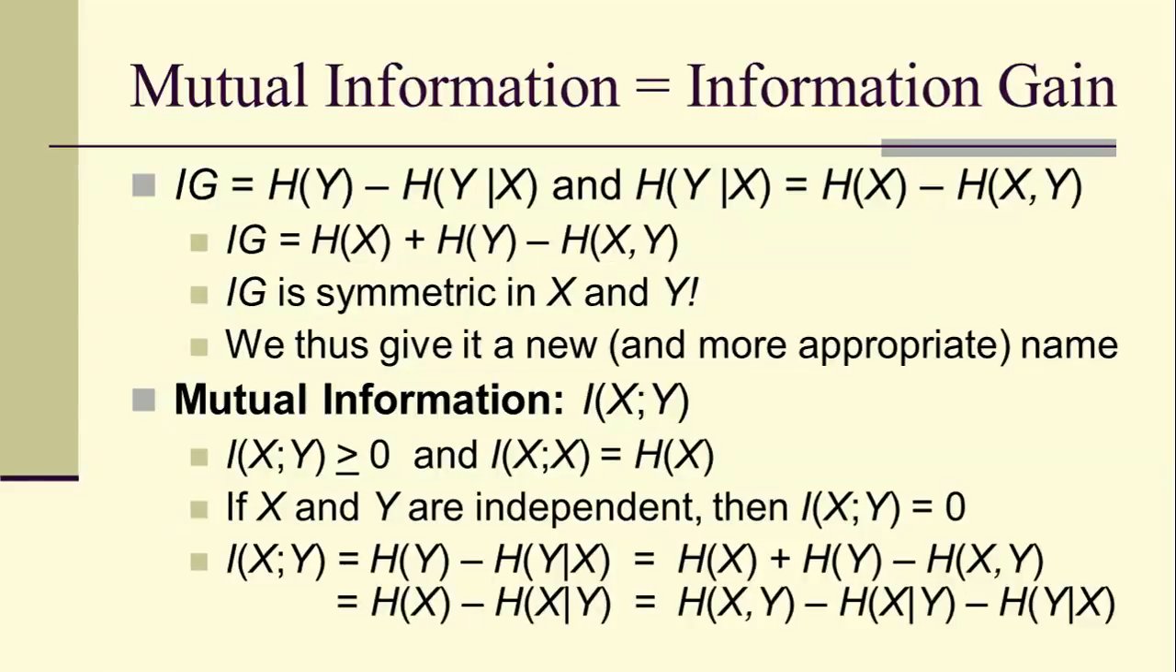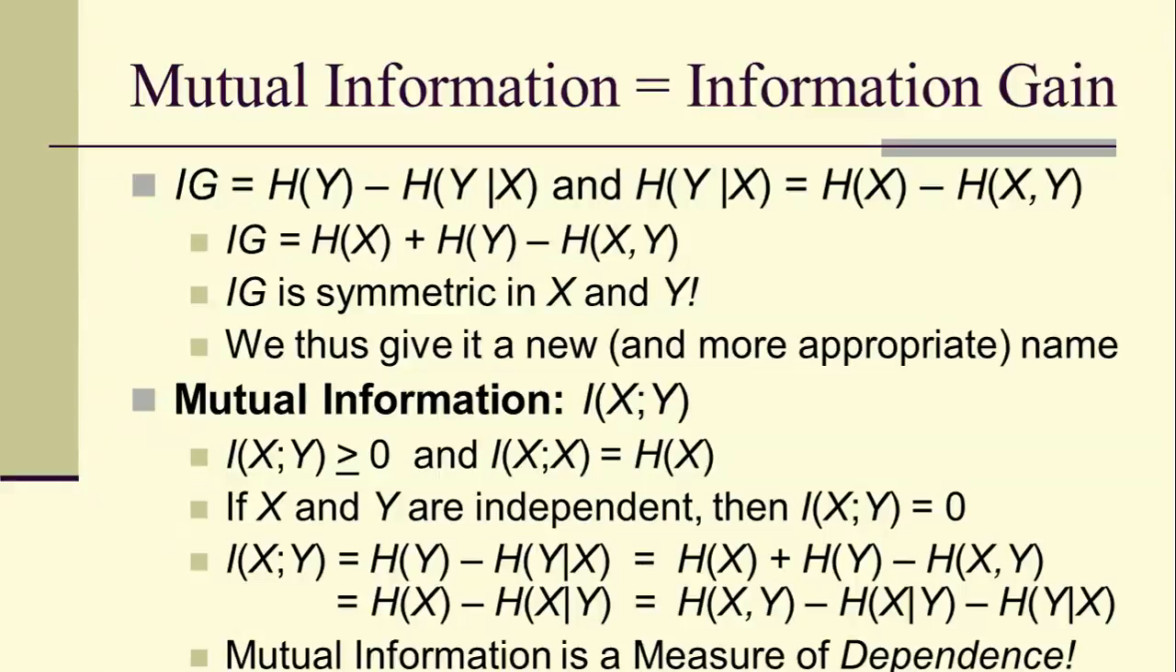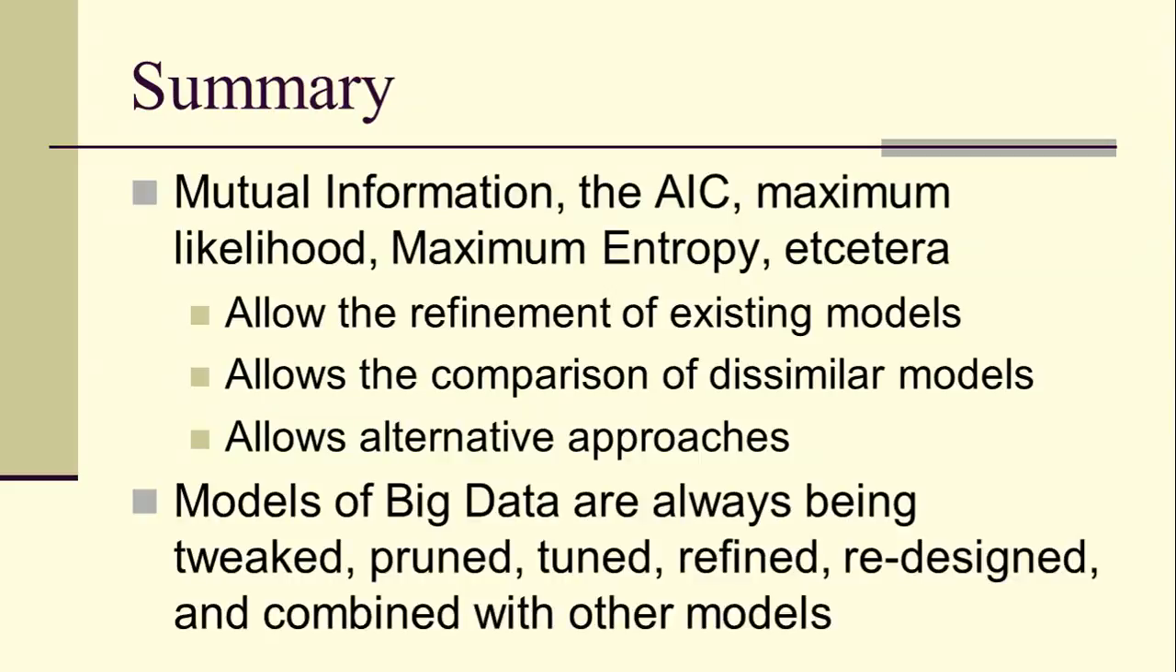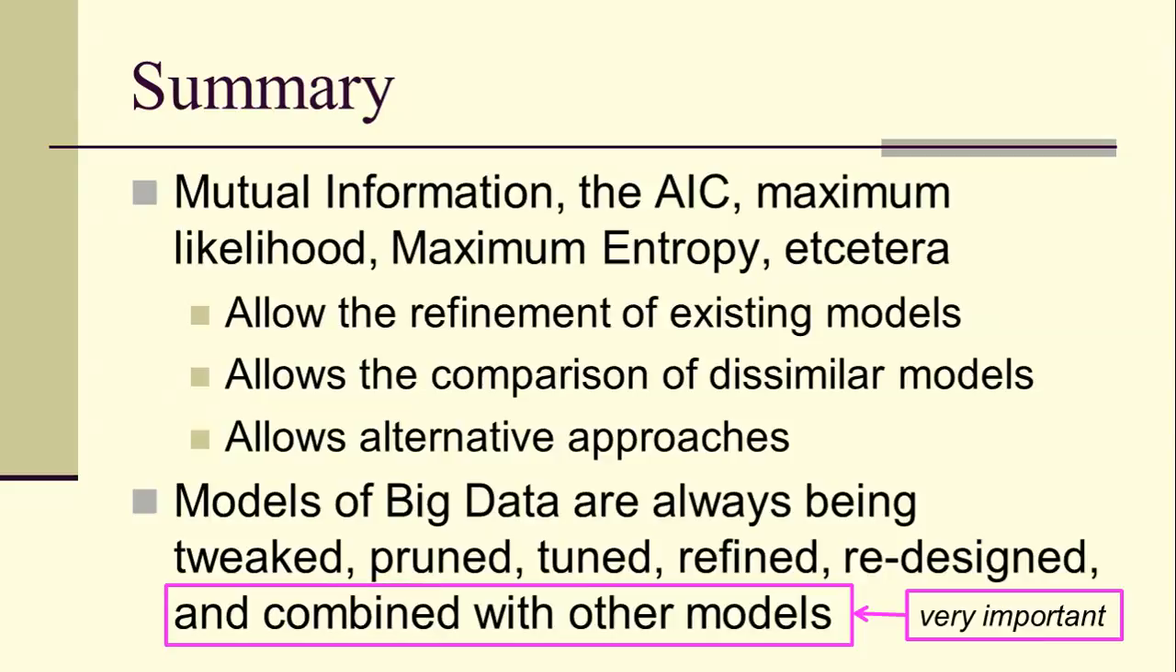And we have all these other equivalent conditions that we can derive. And what we get from this is that mutual information is a measure of dependence. So in summary, mutual information, the AIC, maximum likelihood, maximum entropy, etc., allow the refinement of existing models, allow the comparison of dissimilar models, and allow alternative approaches. And in particular, what this shows us is that models of big data are always being tweaked, pruned, tuned, refined, redesigned, and combined with other models. And that last one is very important.